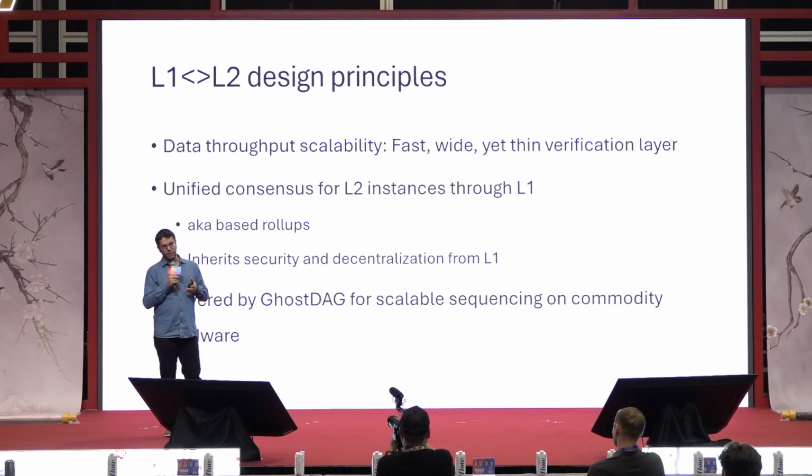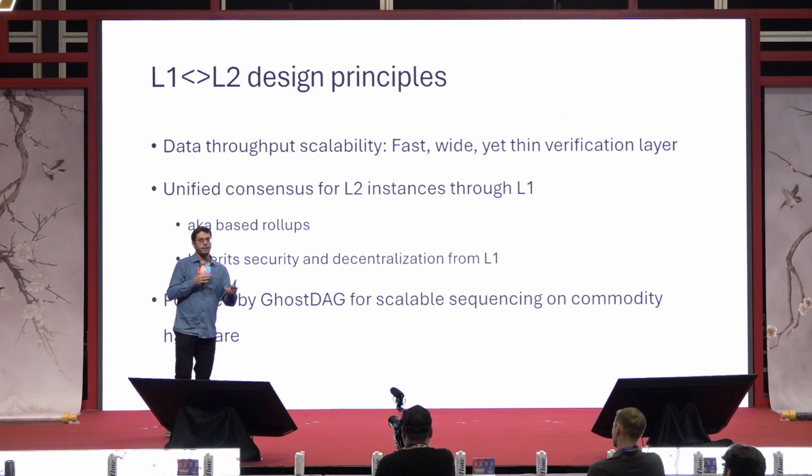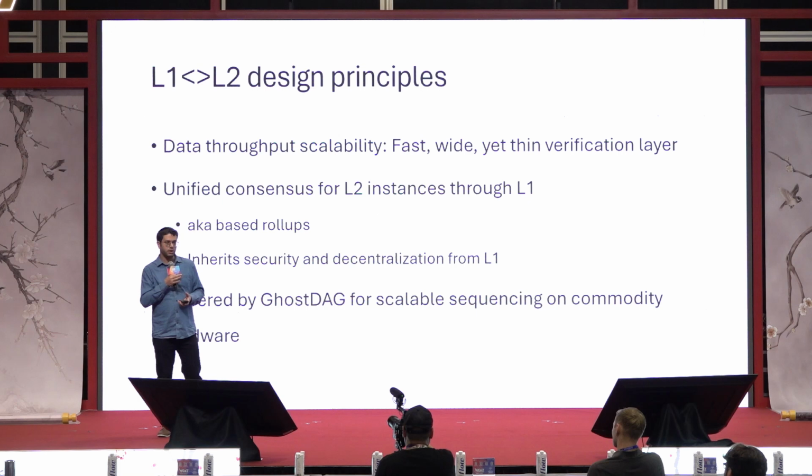So, giving another angle, Kaspa is trying to perfect the data sequencing and the data throughput scalability on L1. So we want to be fast, we want to be wide, meaning we want to have throughput, but we want to remain thin. We want to remain verification focused and not computational. We don't want all the expressiveness or the computational bottleneck to be on L1. So that's the state of mind.